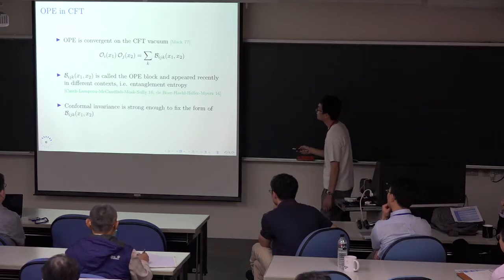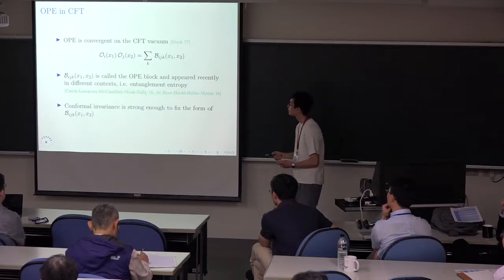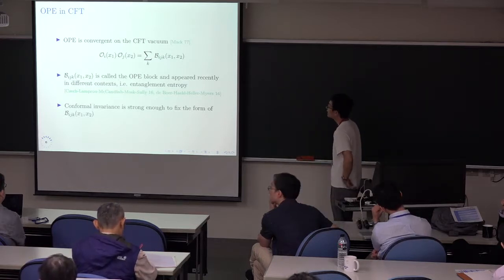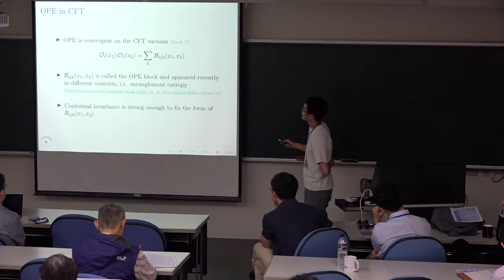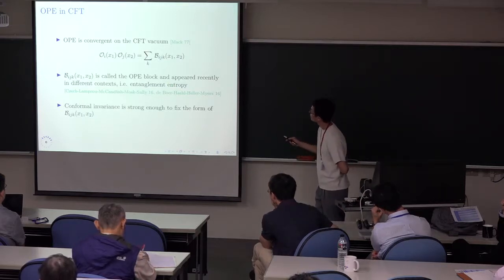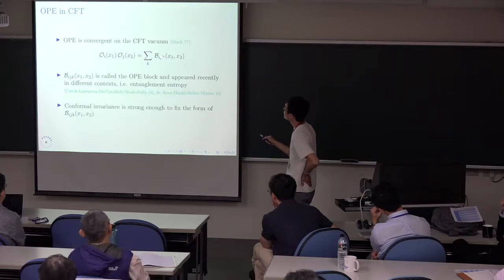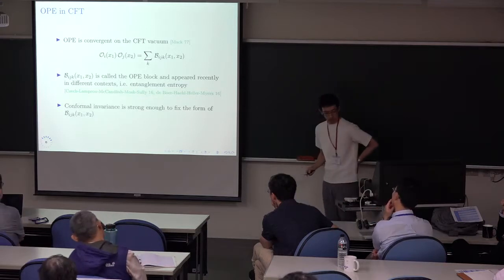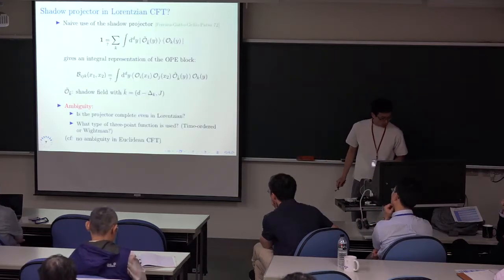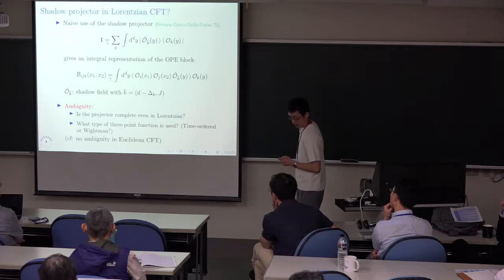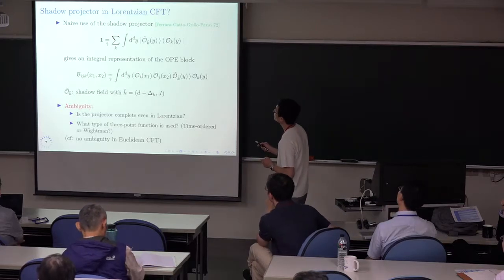For instance, if you consider the perturbation of the entanglement entropy, then such an OPE block naturally appears, and there are other cases where you find the OPE block. You can completely fix the structure of the OPE block just by using conformal invariance, which was completely done in the 70s. But now I'd like to give a live derivation of the OPE block using the shadow projector.